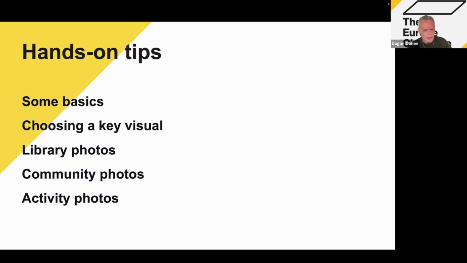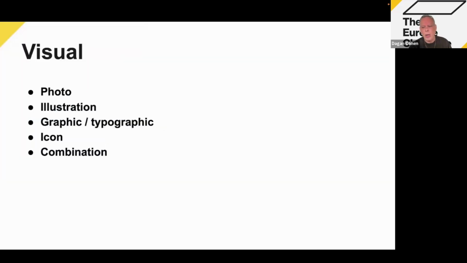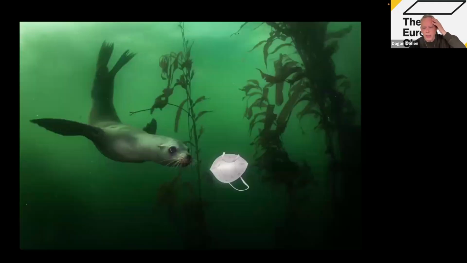I'll go quite fast through this. When we talk about a visual, it can be a photo, it can be an illustration, it can be a graphic, and it can be typography, but not a lot of text, one word, for instance. It can be an icon, or it can be a combination. So this is an image that you see immediately is compelling, which tells a story. Because again, it's about your story and how the image captures your story.